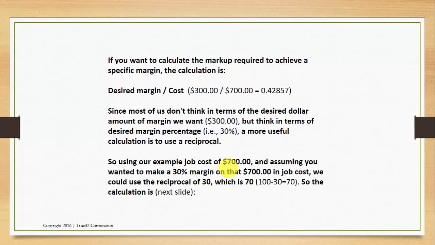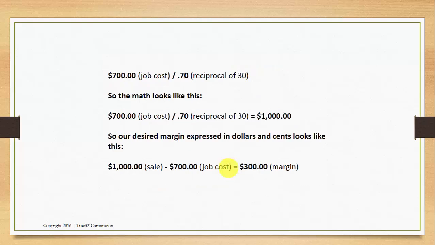So using our example job cost of $700 and assuming you wanted to make a 30% margin on that $700 in job cost, we could use the reciprocal of 0.30 or 30, which is 70. So the calculation is $700 job cost divided by 0.70, the reciprocal of 30. 70 plus 30 is 100, so that's why 70 is the reciprocal of 30. So the math looks like this: $700 job cost divided by 0.70 equals $1,000. So our desired margin expressed in dollars and cents looks like this: $1,000 sale minus our $700 job cost equals a $300 margin.